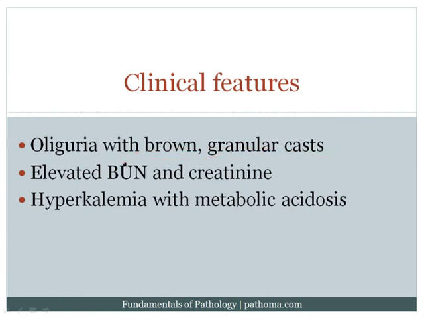Now, the BUN and creatinine will both rise. Of course, if you're not able to create a GFR, you're not going to be able to filter out the BUN and creatinine from the blood. And finally, the patients will develop hyperkalemia with a metabolic acidosis. The hyperkalemia is due to the fact that you get decreased renal excretion of potassium, and the metabolic acidosis is due to the fact that you get decreased excretion of organic acids, and so actually this acidosis would be associated with an increased anion gap.